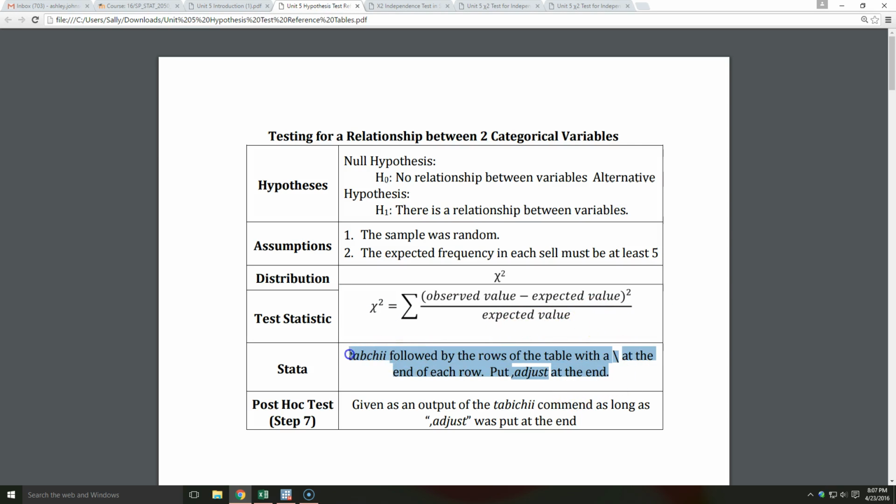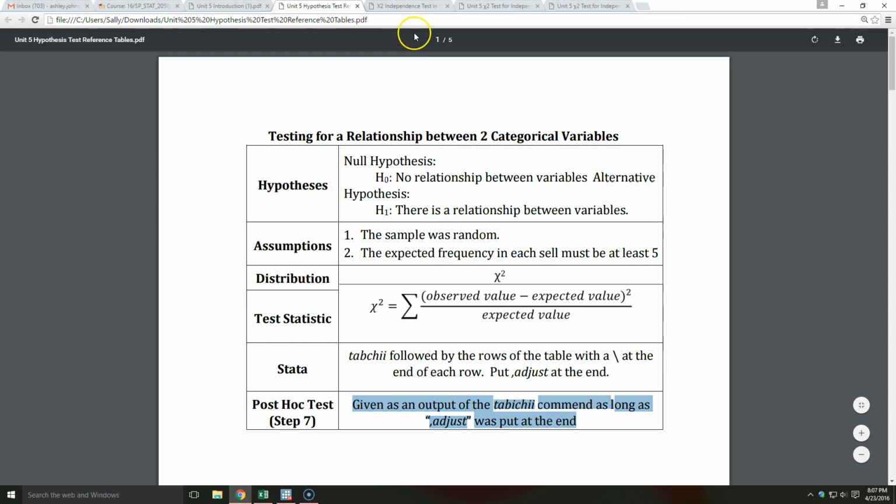And then the theta is going to be the biggest thing that differs. So tab chi is going to be our theta command. It's going to have a slash at the end of each row and comma adjust. So all of these 3 things are new, so there are going to be special instructions on them. And then our post hoc test, this is the largest thing that is different between the Unit 4 and Unit 5 hypothesis tests. So we'll get into that in just a second.